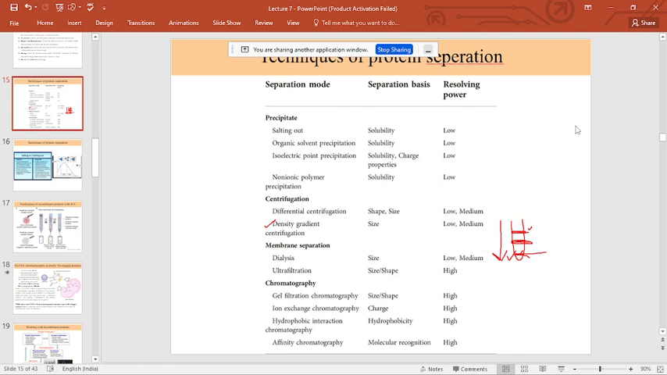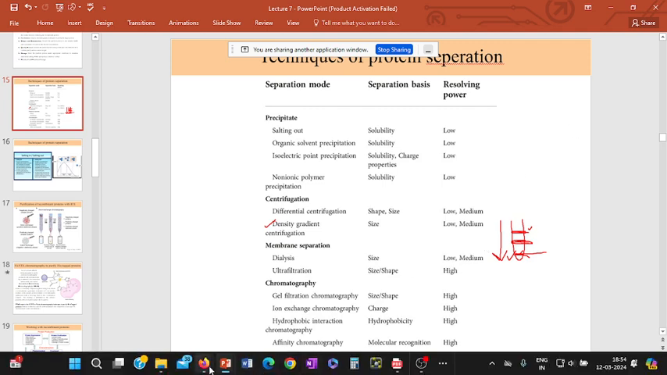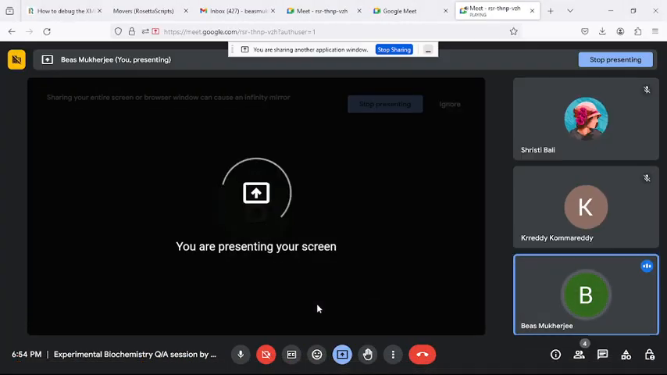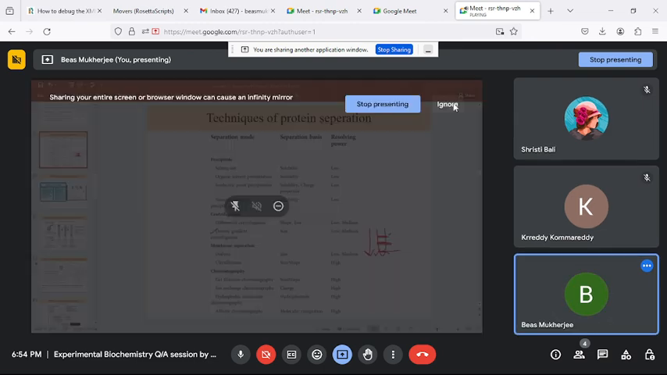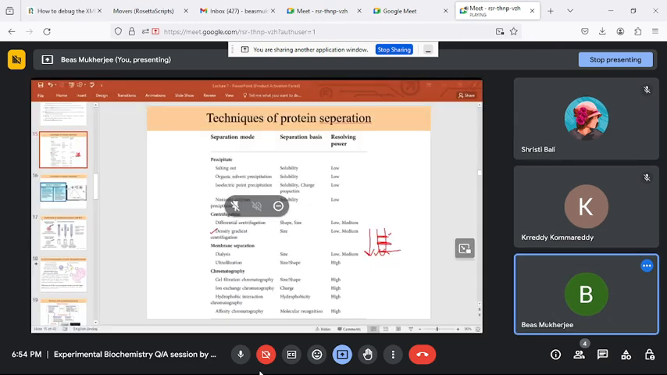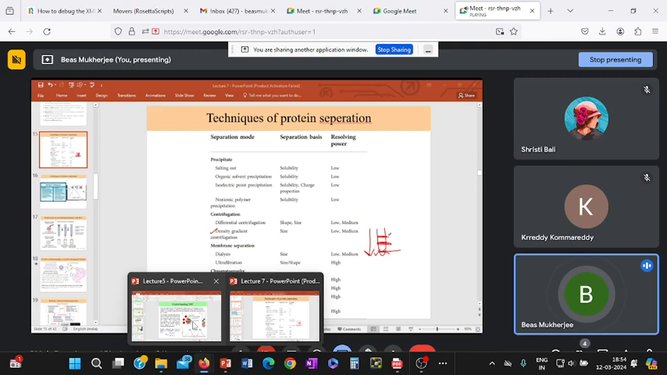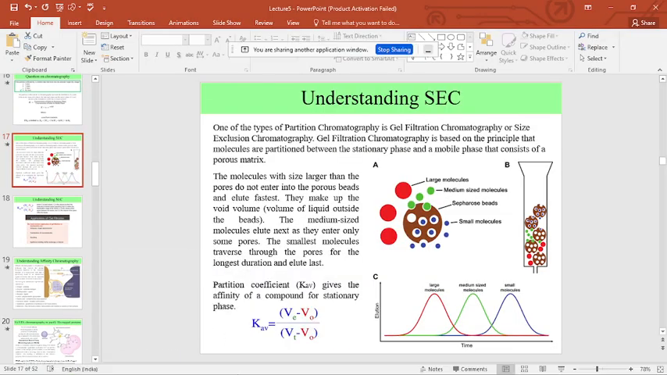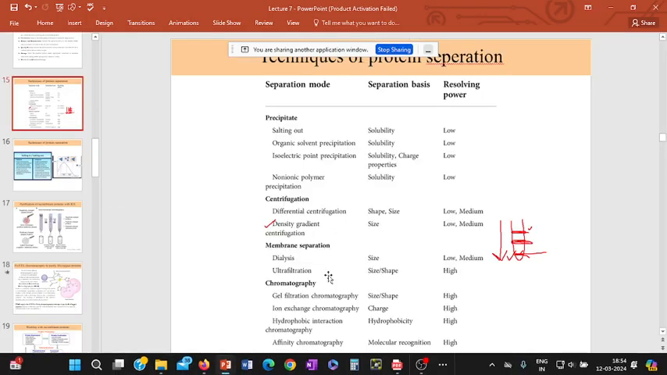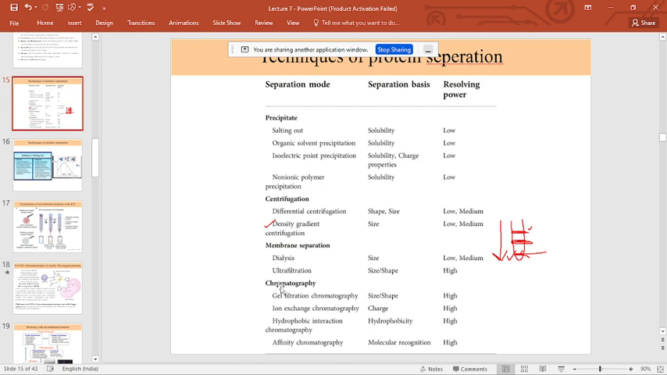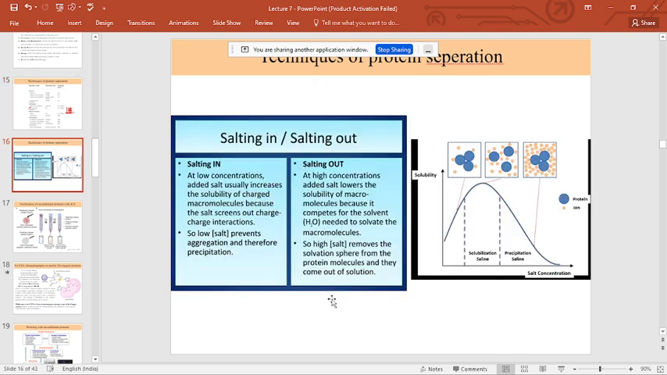Right, so we were looking at the different techniques of protein separation. Okay, so then comes in dialysis and ultrafiltration, and then the different forms of chromatography that we discussed in the last to last class. Right, so what is salting in and salting out?